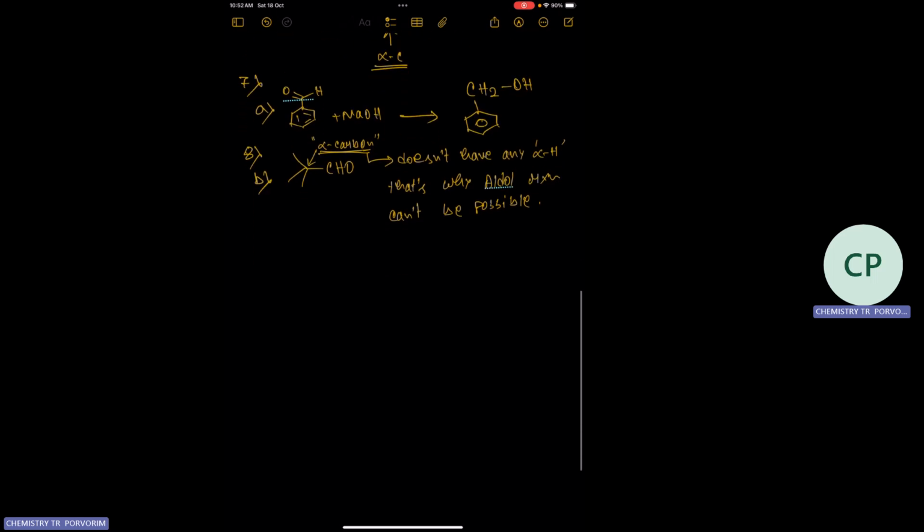Next, question number 9. Which of the following does not turn Schiff's reagent to pink? Schiff's reagent turns pink with aldehydes only. Option A is formaldehyde, HCHO. Obviously it can show. Option B is benzaldehyde, PhCHO. It can also show because it is also an aldehyde. C is acetone, so it is the answer. This is not an aldehyde, this is acetone.